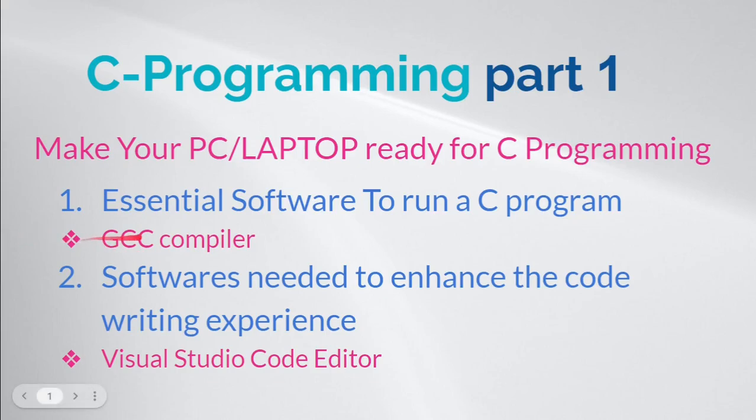Having said so, let's now come to the point: what are the softwares that you actually need to make your computer ready, to make your computer a programmer's computer? If you are programming in the C programming language, then only one software is essential, and that is this GCC compiler. The essential software to run a C program is this GCC compiler. If you have the GCC compiler installed in your computer, then your computer is ready to write C code and execute C programs.